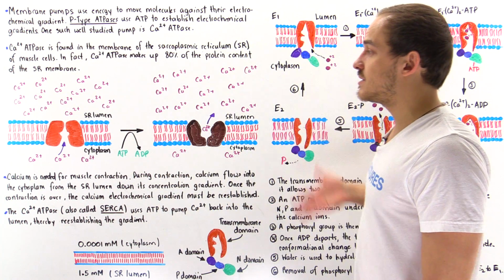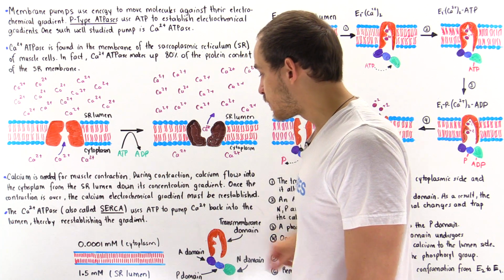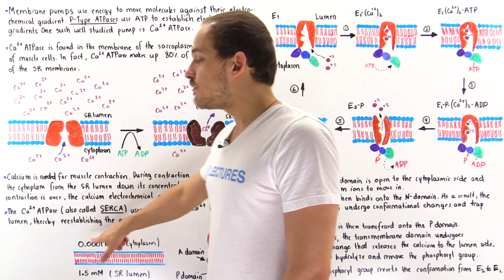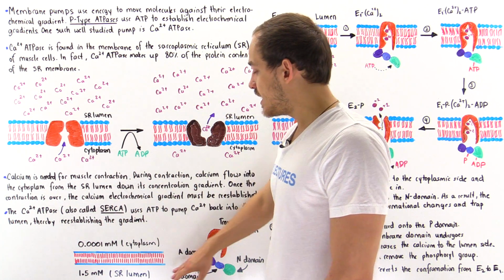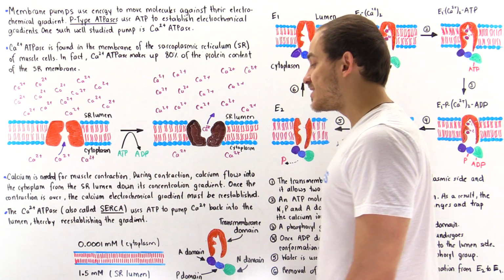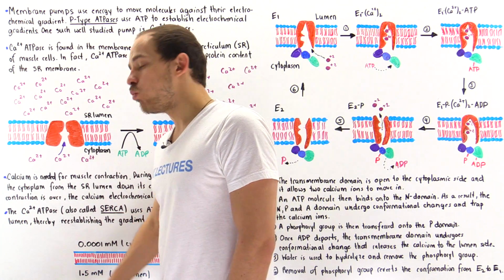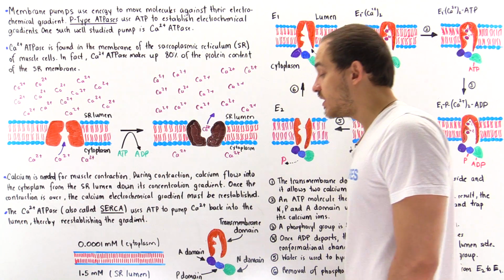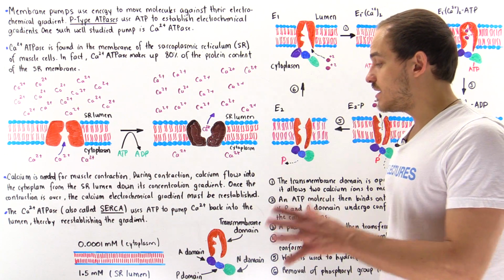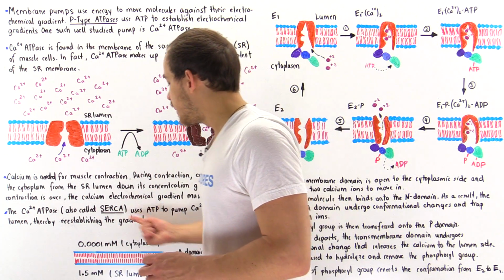And once this process takes place, we essentially establish a gradient in which the cytoplasm has a much smaller concentration than the lumen. We have about 0.0001 millimolar in the cytoplasm and about 1.5 millimolar of calcium in the lumen. And clearly, this is a much higher concentration than this.